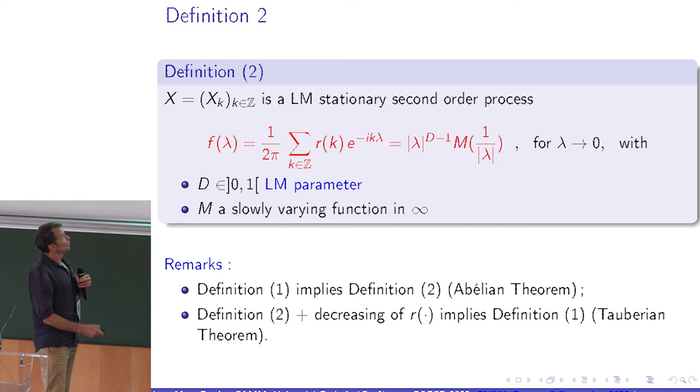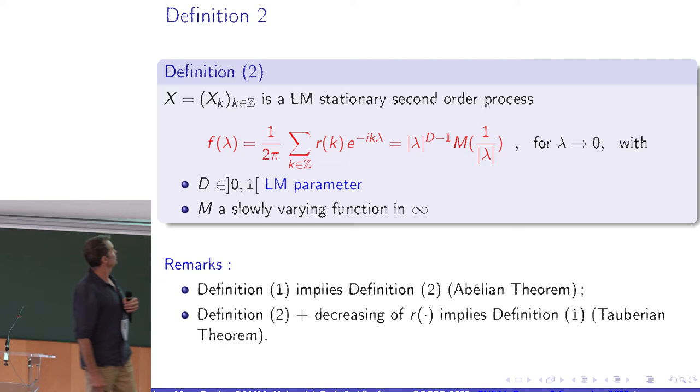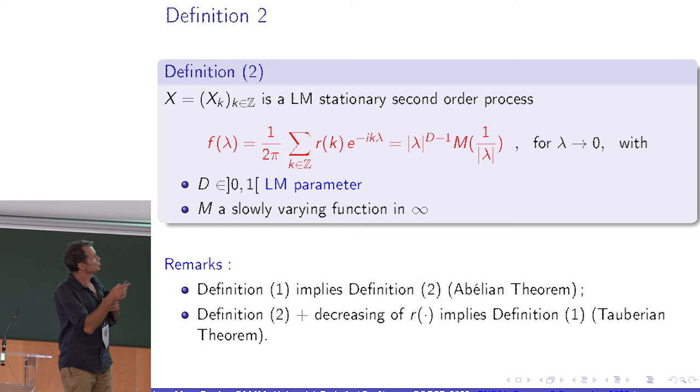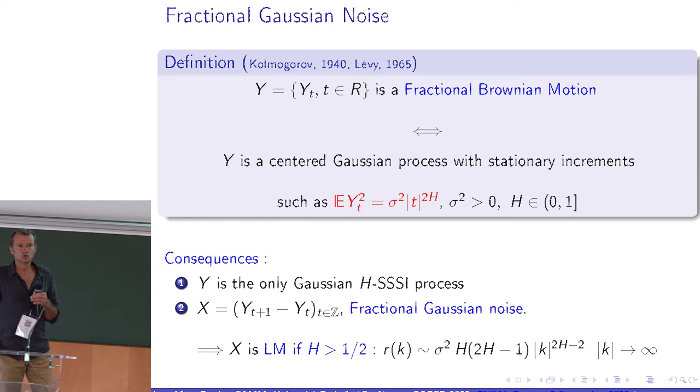The first definition always implies the second definition. This is an Abelian theorem. But here you just have to add an assumption of decreasing of R to go from this one to zero. Okay, so now two very famous examples of long memory processes.